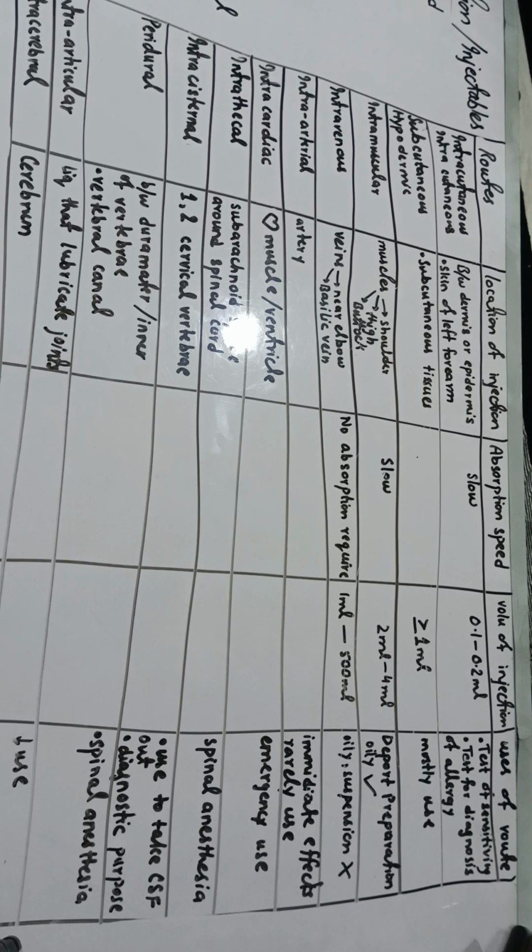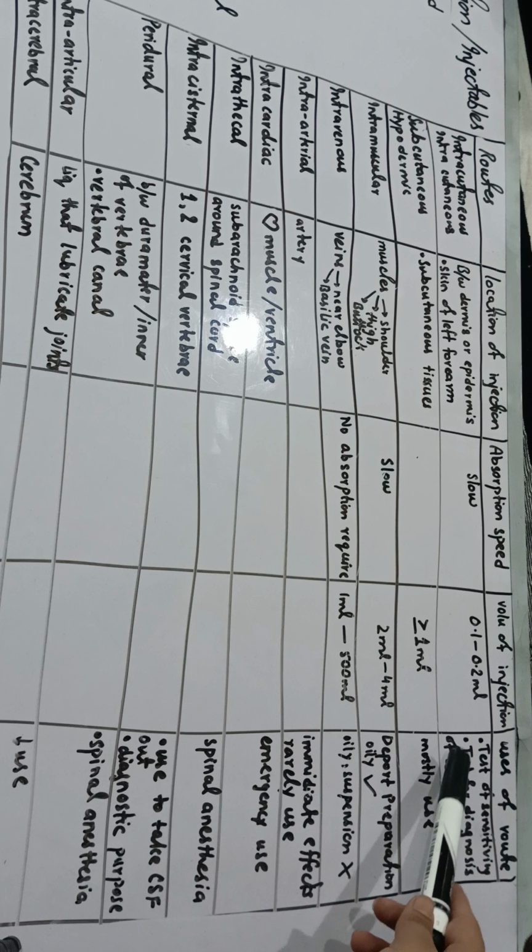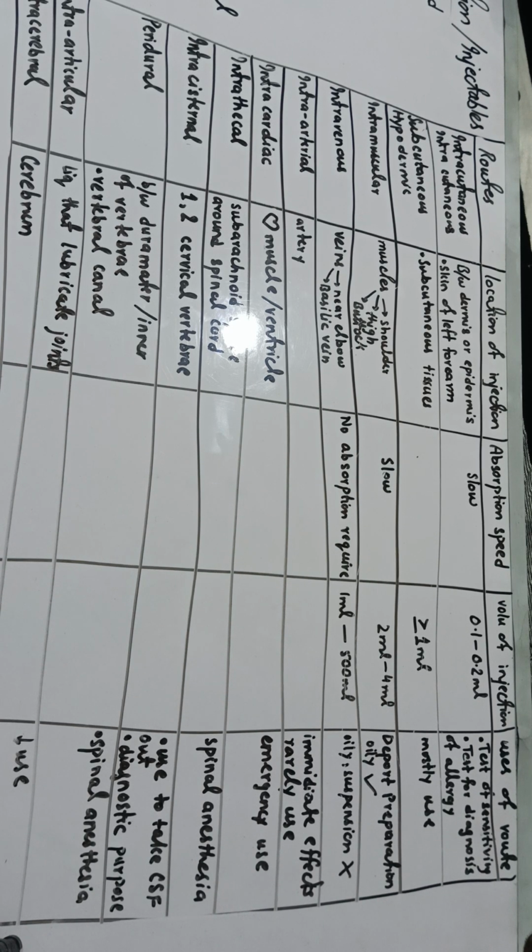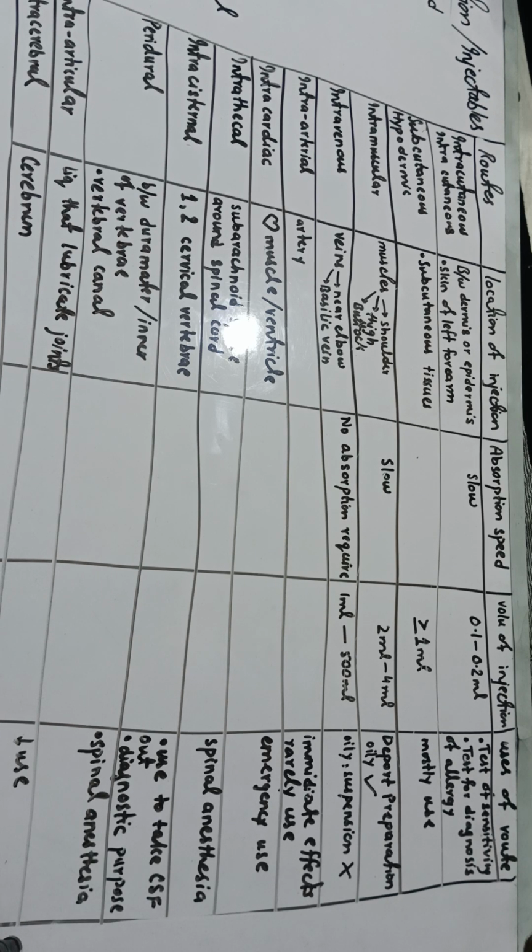And last is the use of that route. It is used for testing sensitivity and also for the diagnosis of allergy. So when you have an allergy and you have to find out what you are allergic to, we will make a circle around your skin and then we will inject particular allergens into your skin, and after that we can detect whether the patient has an allergy to this particle or not.